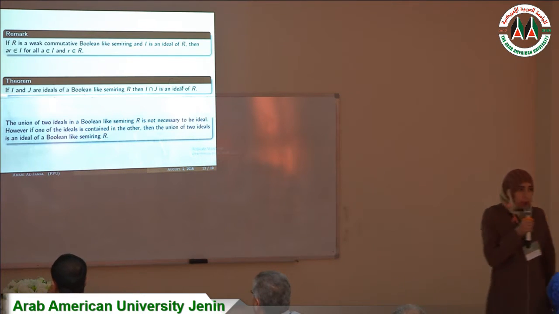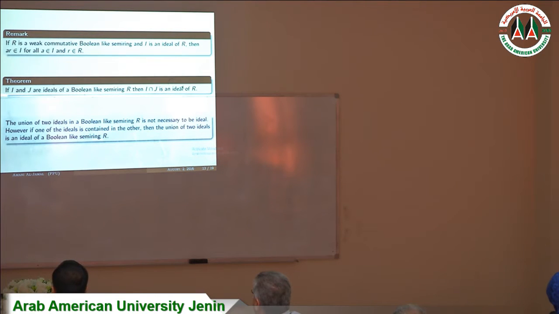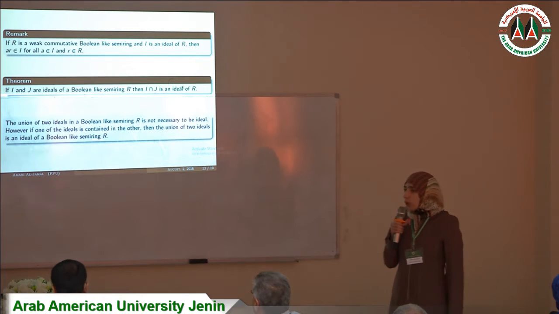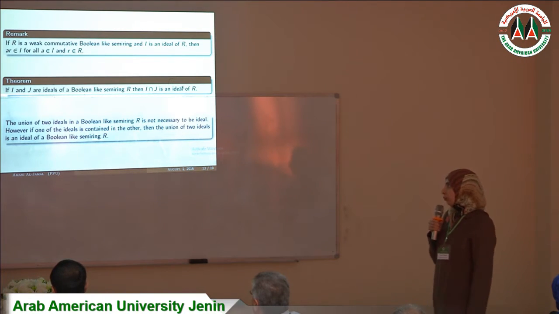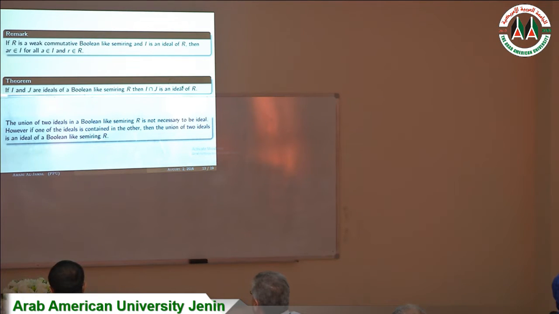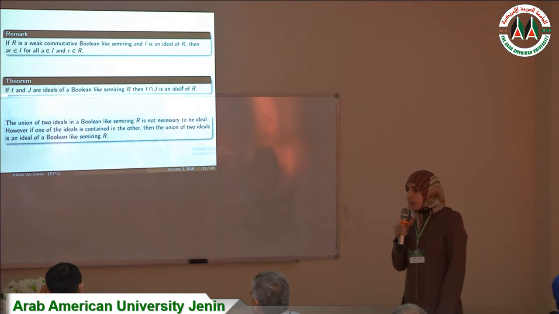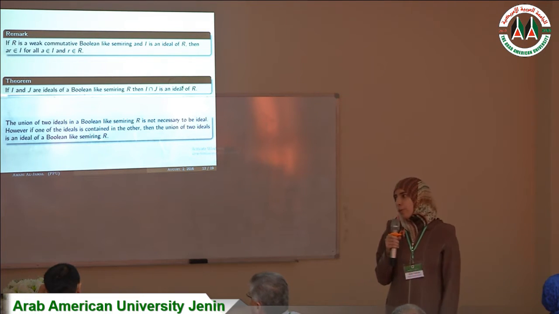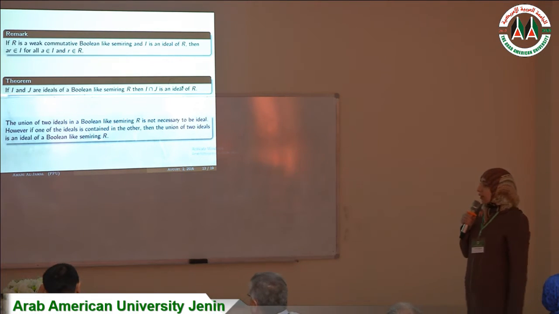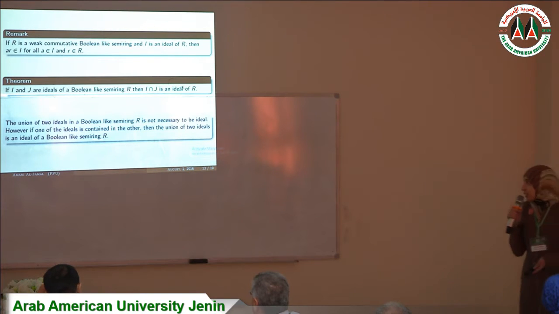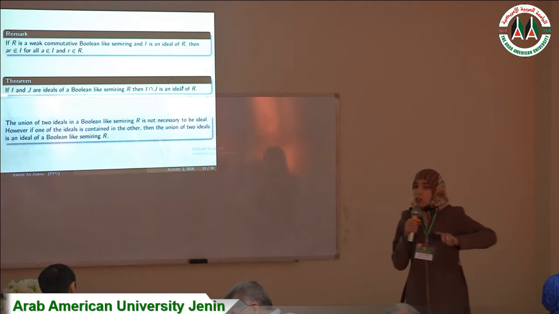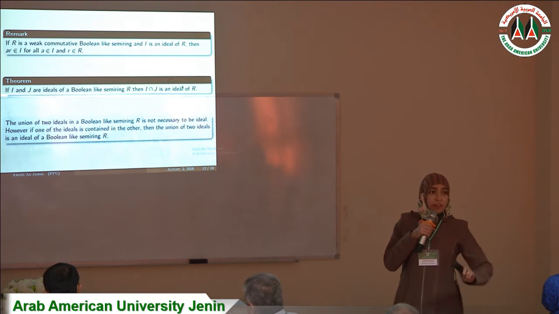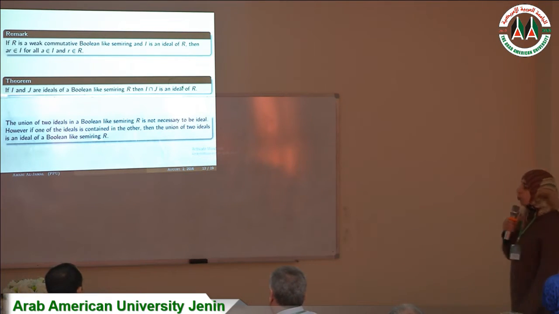Remark: if R is a weak commutative Boolean semiring and I is an ideal, then AR belongs to I for all A in I and R in R. Another theorem: if I and J are ideals of a Boolean semiring R, then the intersection of I and J is also an ideal of R. But the union of two ideals of a Boolean semiring may not necessarily be an ideal. But if one of the ideals is contained in the other, then the union of them is an ideal of a Boolean semiring.